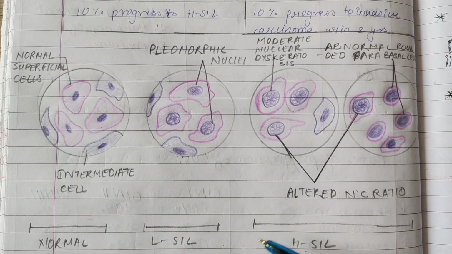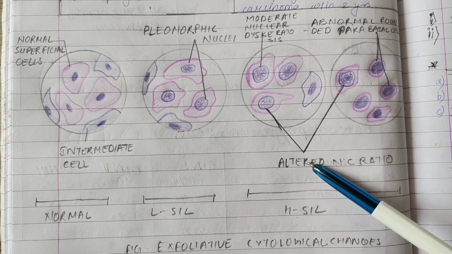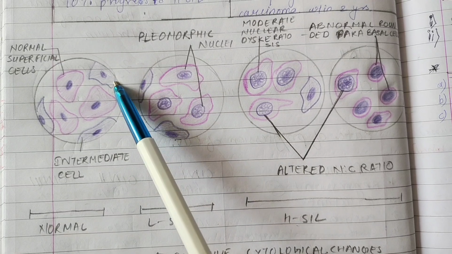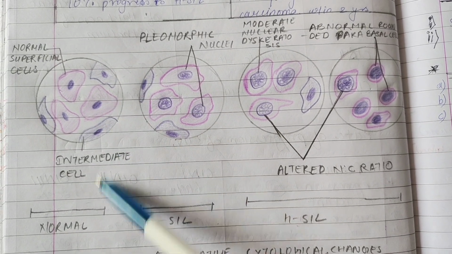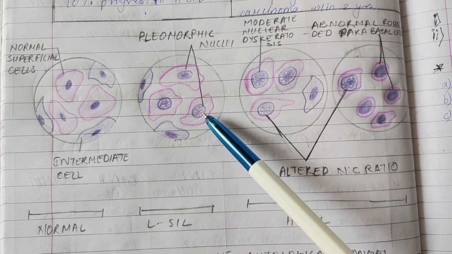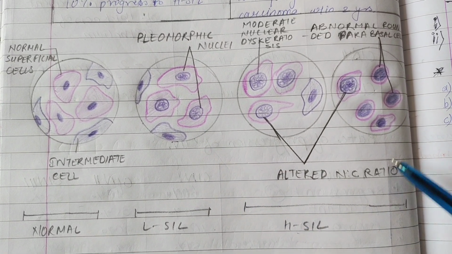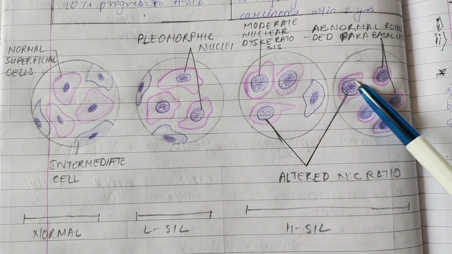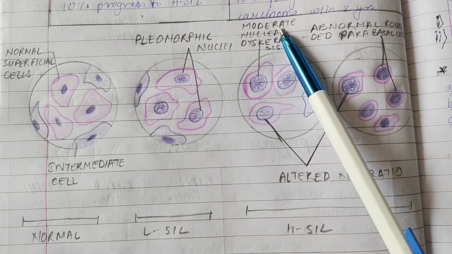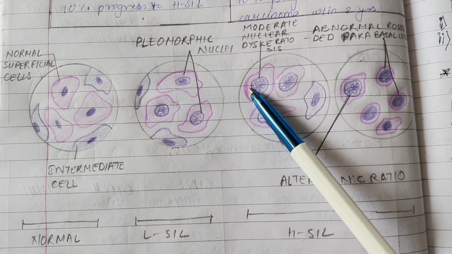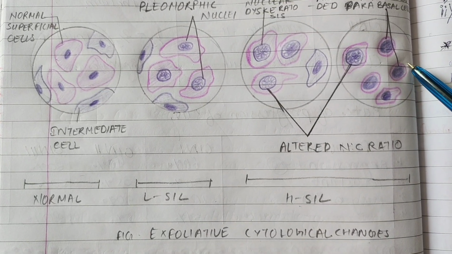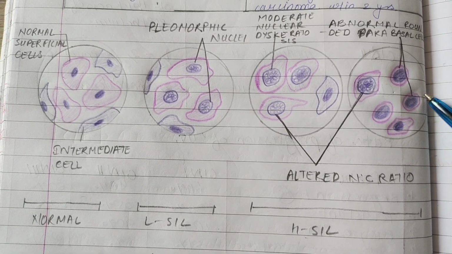Now we will see the diagram of H-SIL and L-SIL, in which we see the normal cells of cervix, intermediate cells and normal superficial cells are present. This is a normal condition. But in low SIL, pleomorphic nuclei are seen, means variation in shape and size of the nucleus. Now in H-SIL, we will see altered NC ratio, means the nucleus size is more than the cytoplasmic size. Then moderate nuclear dyskeratosis is also seen, and abnormal round parabasal cells are seen in the diagram. And it is a figure of exfoliative cytological changes seen in the cervix.